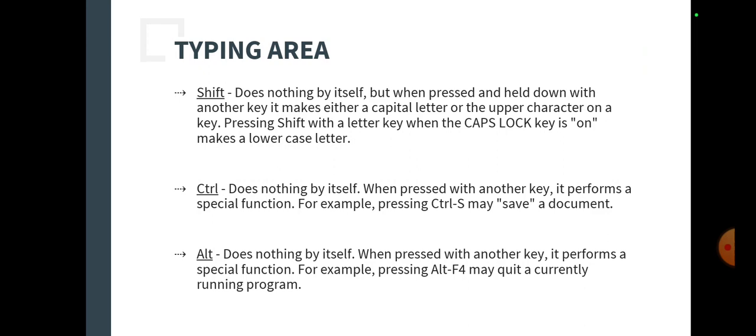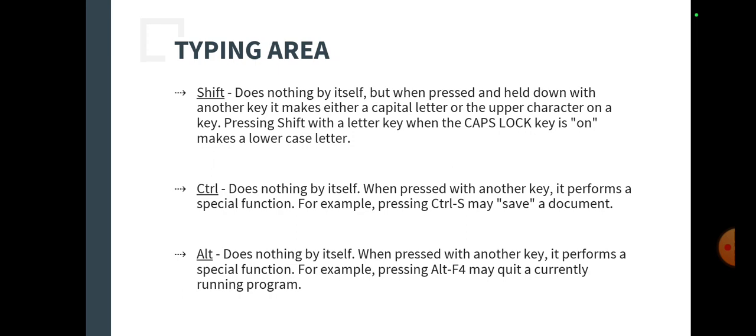The Shift does nothing by itself, but when pressed and held down with another key, it makes either a capital letter or the upper character on a key. Pressing Shift with a letter key when the Caps Lock key is on makes a lowercase letter. Next is the Control or CTRL. Does nothing by itself. When pressed with another key, it performs a special function. For example, pressing Ctrl S may save a document.